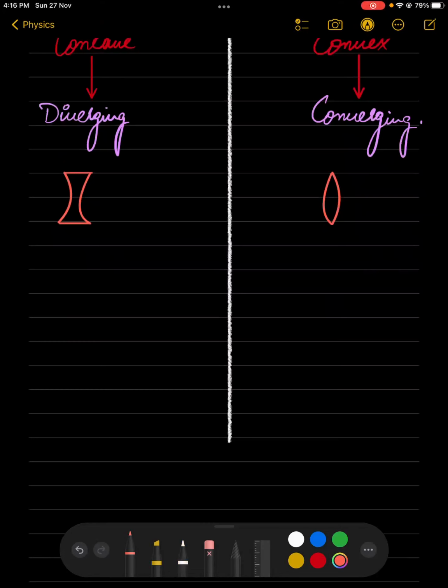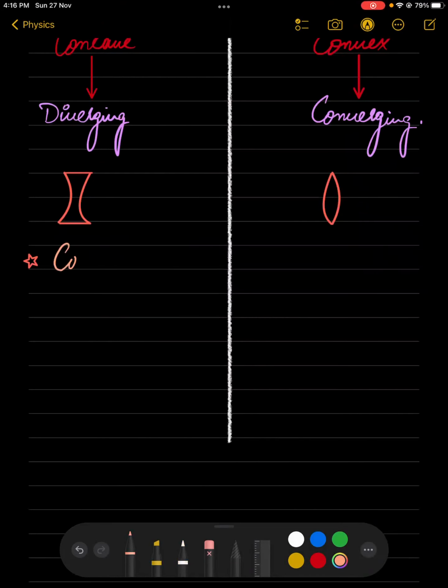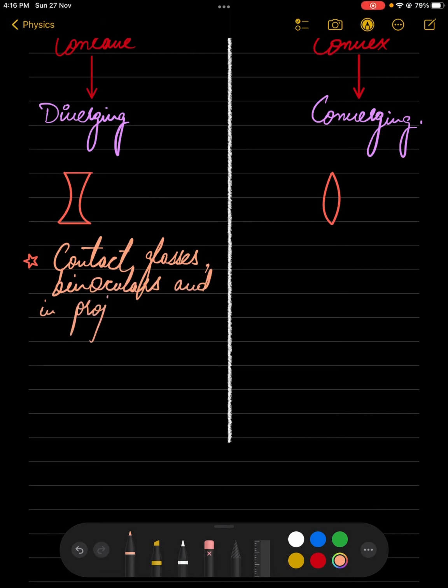So you would observe that your concave lenses are present in places like contact lenses or glasses, as well as in binoculars and in projectors. तो ये हमारे पास कुछ practical life examples हैं.